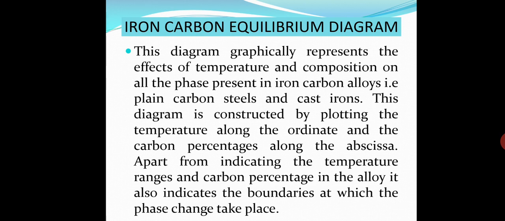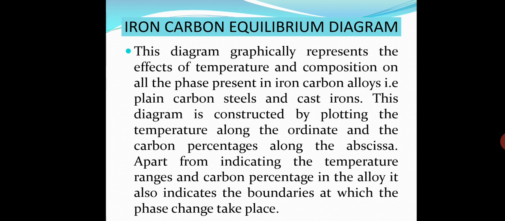Plain carbon steel has a carbon percentage up to 2%, and from 2 to 6.7% of carbon is present in cast iron. This diagram is constructed by plotting the temperature along the ordinate, that is the y-axis, and the carbon percentage along the abscissa, that is the x-axis.